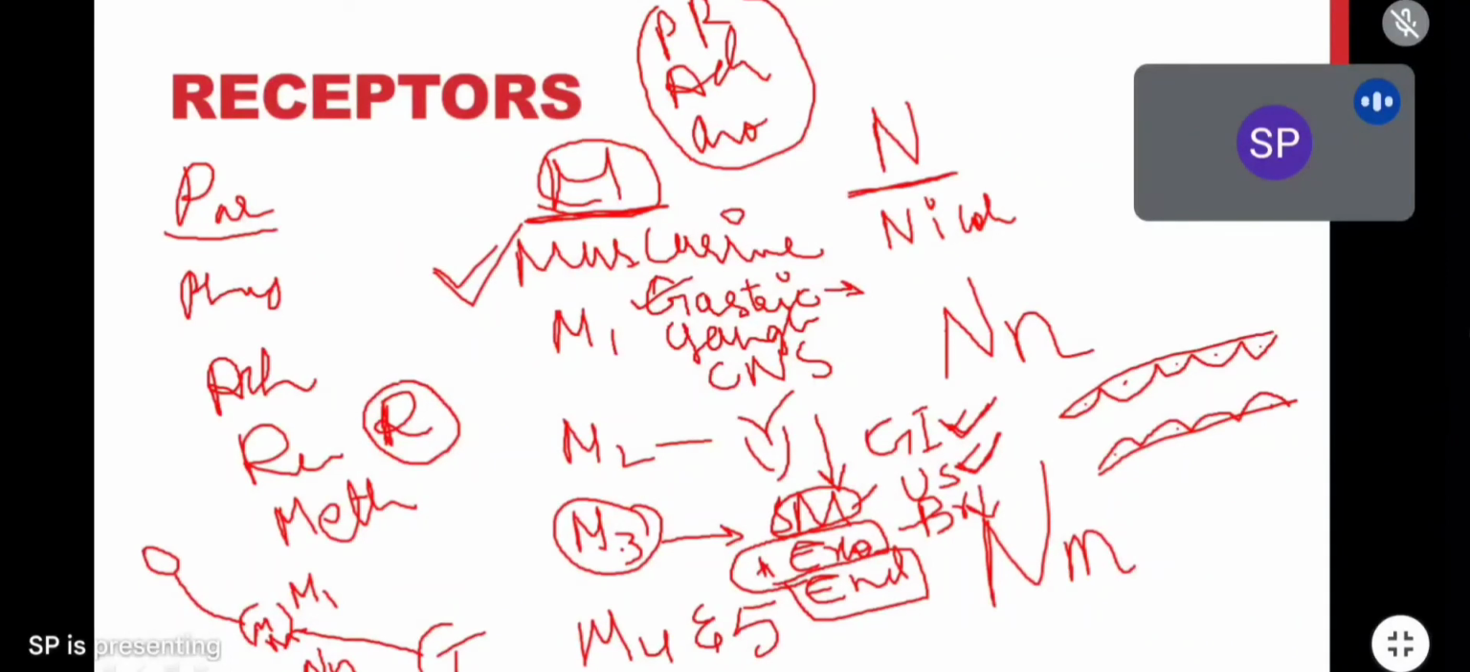When the M3 receptor is stimulated, it will release nitric oxide, NO. And when this is released, what will happen? I told you in the previous class, at the start. How many of you understand? This will cause vasodilation. Very good. So M3 receptor activation on endothelial cells will cause vasodilation.